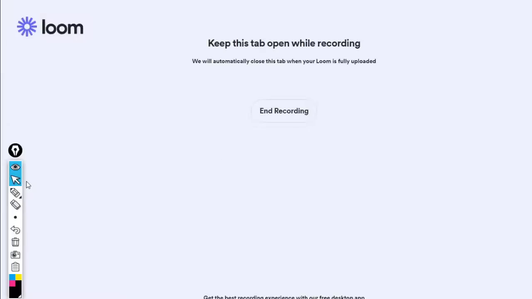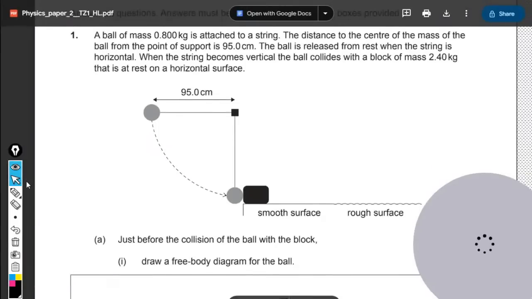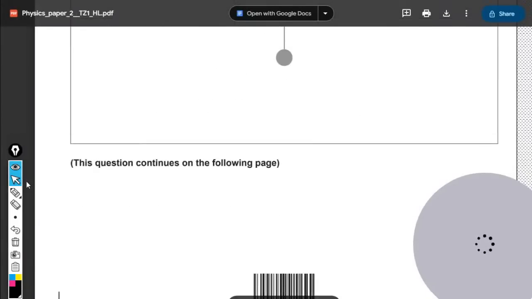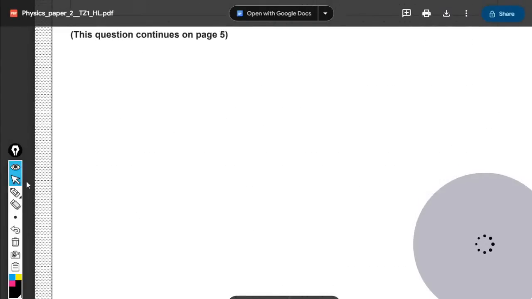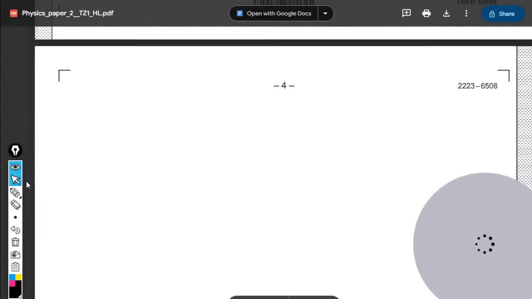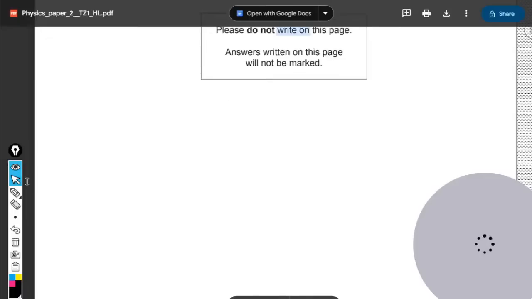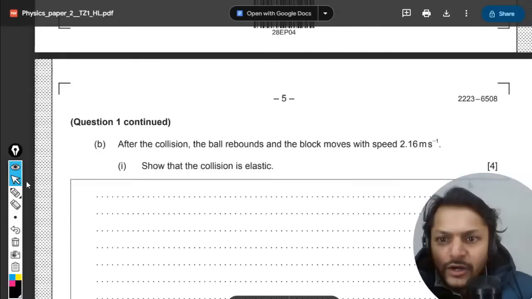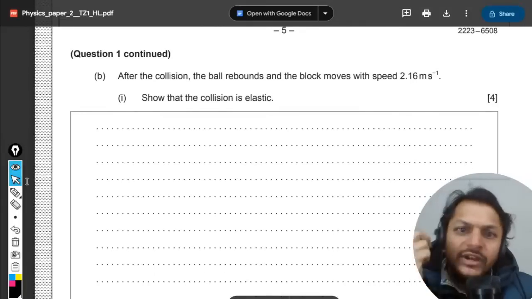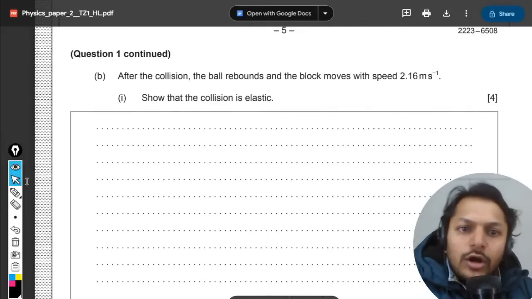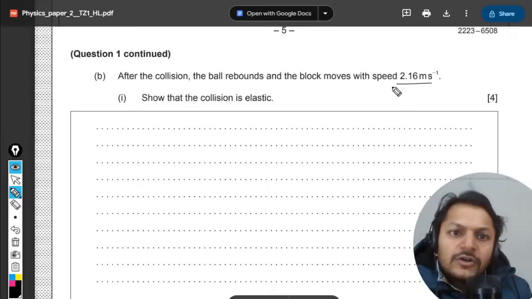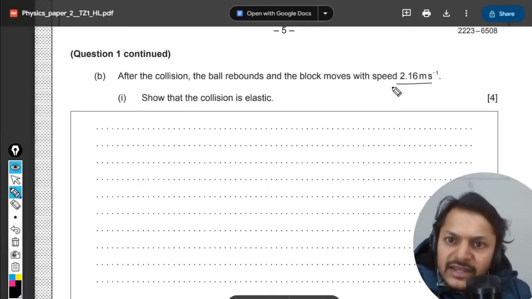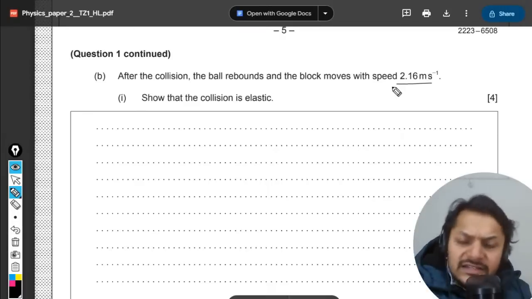So going back to our question now. Yeah, we're going to question 1B now. After the collision, the ball rebounds and the block moves with the speed of 2.16 meter per second. Show that the collision is elastic.